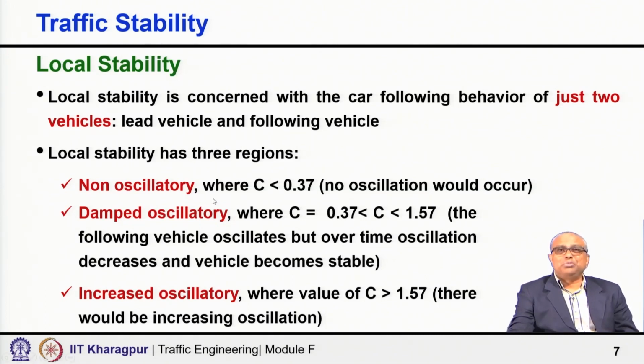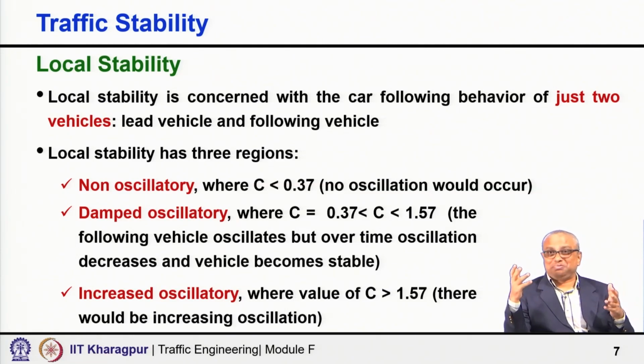Non-oscillatory may be observed when C is less than 0.37. No oscillation would occur in this case. Damped oscillatory is where C is greater than 0.37 and less than 1.57. In this case, the following vehicle oscillates, but over time the oscillation decreases and eventually the vehicle becomes stable. Third, increased oscillatory: this you are likely to get when the value of C is greater than 1.5 seconds. So, there would be increasing oscillation.